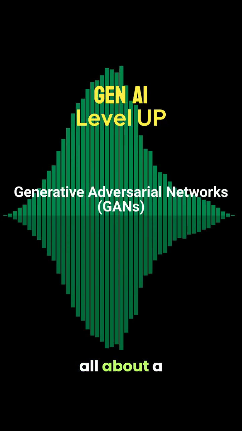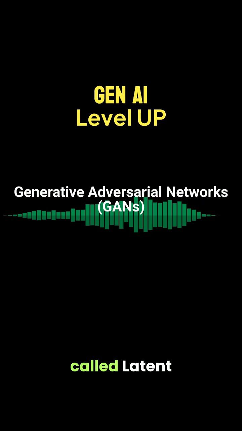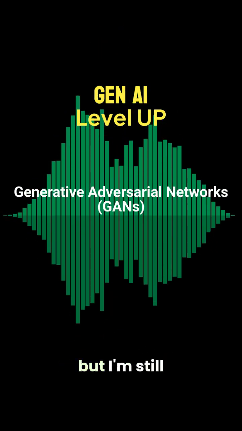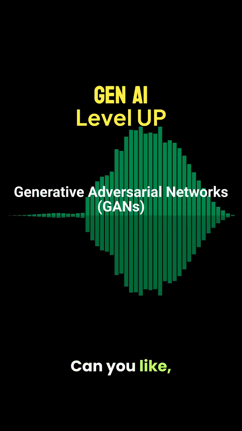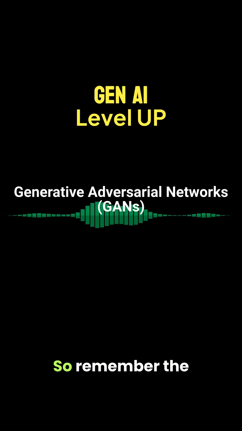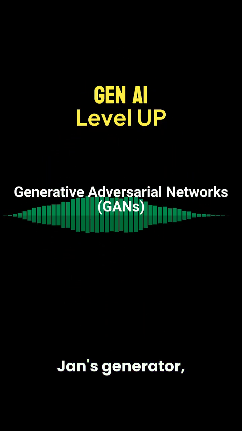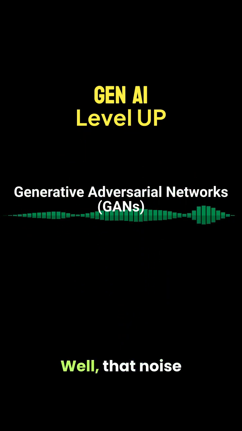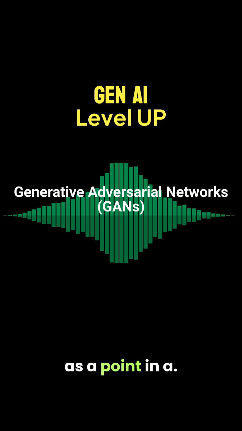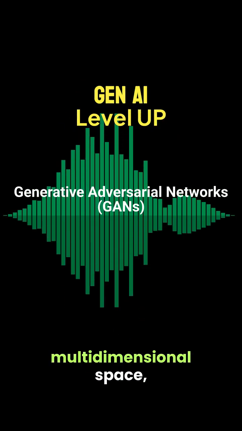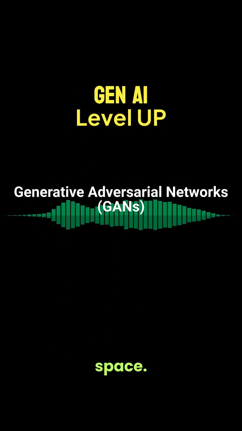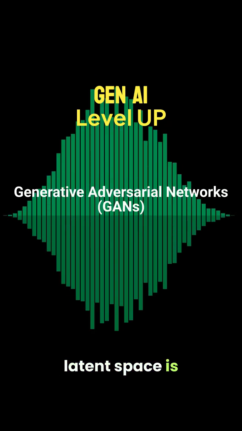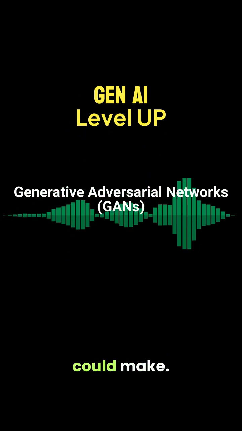Figure 3 is all about a really neat technique called latent space interpolation. Oh, yeah, you mentioned that before, but I'm still not totally clear on it. Can you walk me through it again? Sure thing. So remember the GAN's generator? It takes in random noise and turns that noise into an image, right? Uh-huh. Well, that noise can be represented as a point in a multi-dimensional space, but we call it the latent space. Okay, so each point in this latent space is like a potential image the GAN could make.